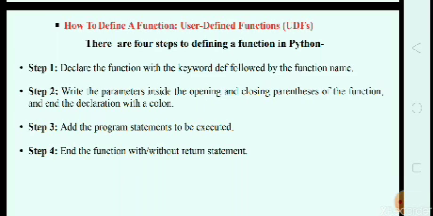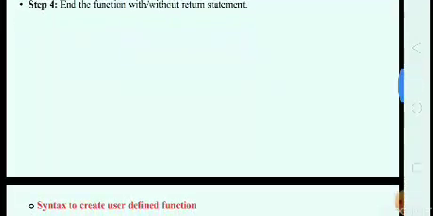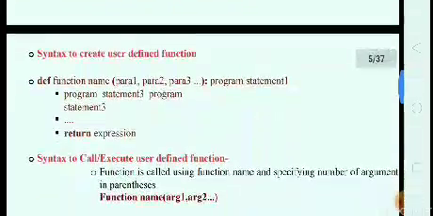Third step, add the program statement to be executed. Fourth step, end the function with or without a return statement. It means whenever we have to create a function, we define a def keyword for declaring the function. After that we give the function name and pass the parameters we require, and at the end of creating this function we give the colon.